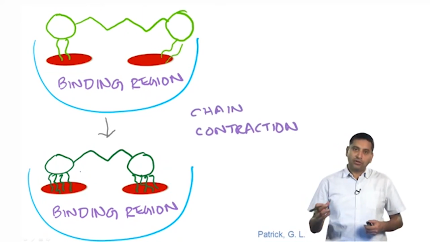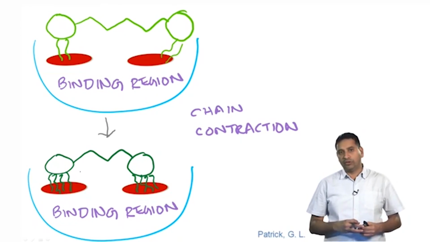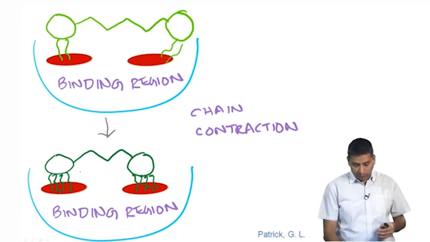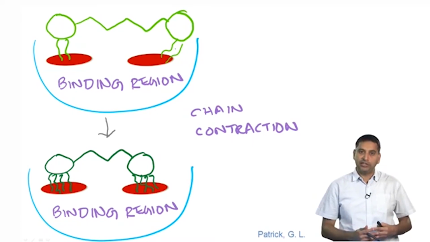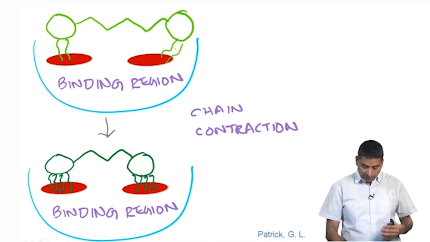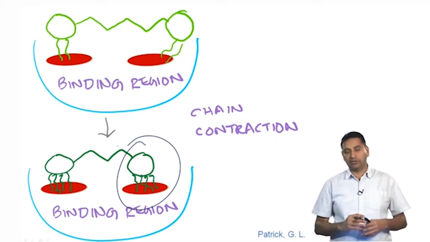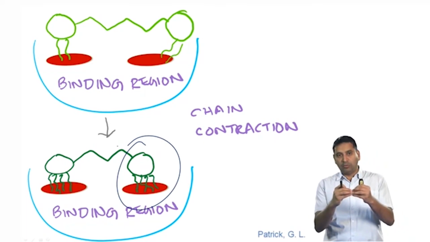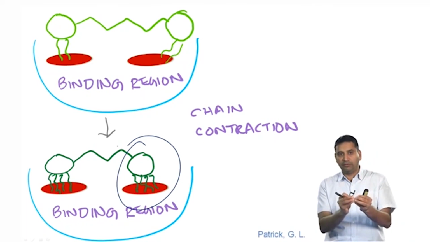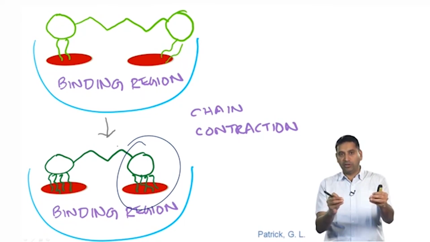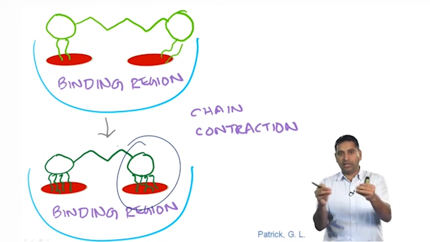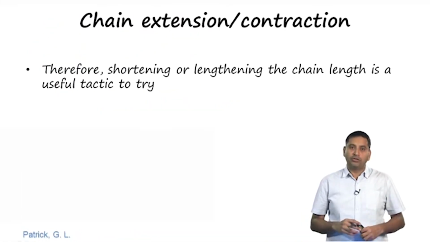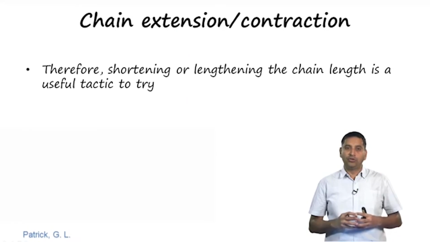As a corollary, one can also think about a situation where the chain is too long, and so you have some weak interactions happening over here, but once you contract the chain or reduce its length, then it is possible to arrive at a more optimal interaction. What we need to think about here is that based on the pharmacophore that we have, there may be one binding interaction that is important, and there may be another binding interaction which is important. By modulating the chain length, we can increase or optimize these features. Therefore, shortening or lengthening of the chain is a useful tactic to try.